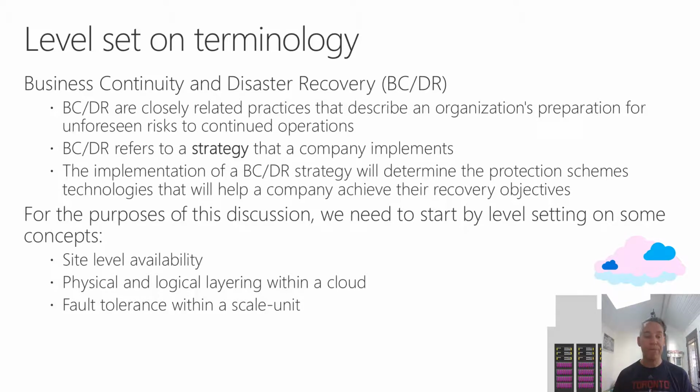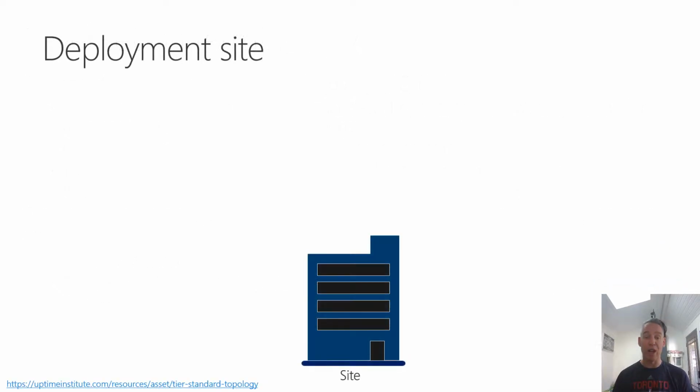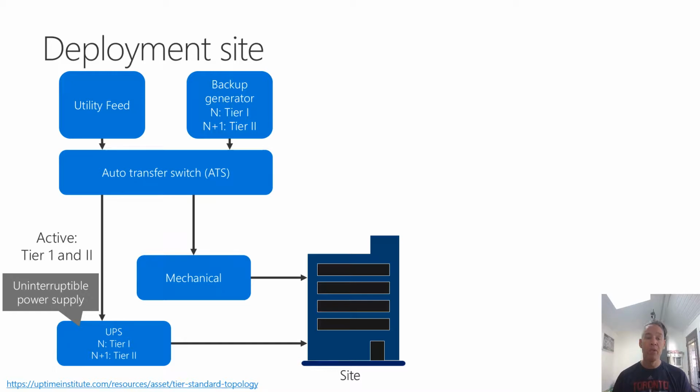So we're going to talk about availability at the site level, and we're going to talk about fault tolerance within a scale unit of Azure Stack and what happens to work on top of it. We're going to start like a movie, from a vision far back from your data center, the site where an Azure Stack might be deployed. Normally at that site, there will be power coming in to one side of the site.